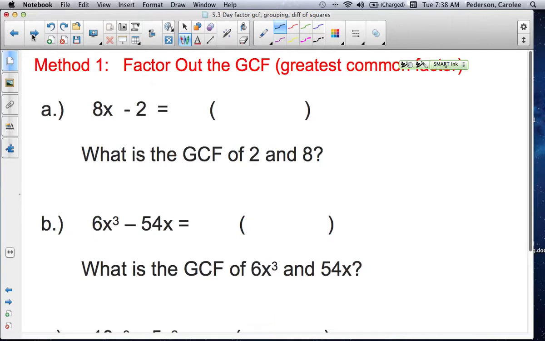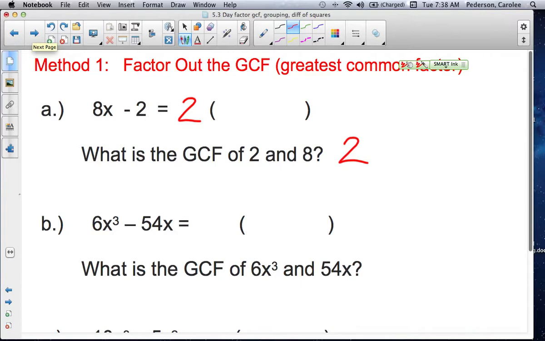Next example, don't write this first example down. We're going to focus on the first method of factoring. Before we do any other method of factoring in this chapter, we always want to look for the GCF. What is the greatest common factor of all of the terms? So let's look at 8x minus 2. What is the greatest common factor of 2 and 8? 2. So we're going to divide out 2 from this expression, 8x minus 2.